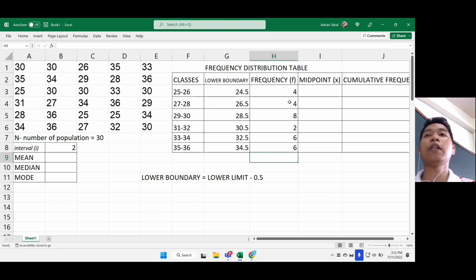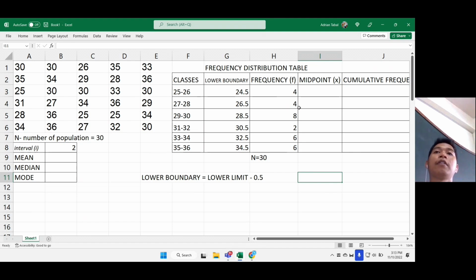So let's check if it is 30. 4 plus 4 is 8, plus 8, 16, plus 2, 18. 18 plus 6, that is 24, plus 6, that is equivalent to 30. So our N, or the number of data, is 30. So again, for the frequency, we just gather how many numbers are under the class.